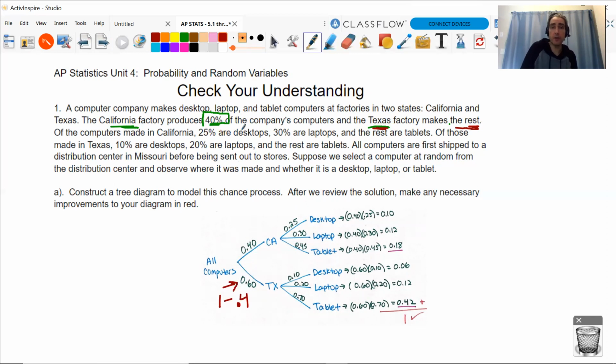Now we're given the first two, the desktops and the laptops, and we're not given the tablets. But if you add these two together, that's going to be 55%. So that's 45% for tablets if they're from California. And then similarly, add the desktops and laptops, 30%, 1 minus 0.3, and that's going to get you 70% tablets for Texas. And now to get your ands, simply multiply. So 0.4 times 0.25, 0.4 times 0.3, 0.4 times 0.45, 0.6 times 0.1, et cetera. Make sure these all add to 1 so you know you're doing it right. And once you've done that, you've made your tree diagram.